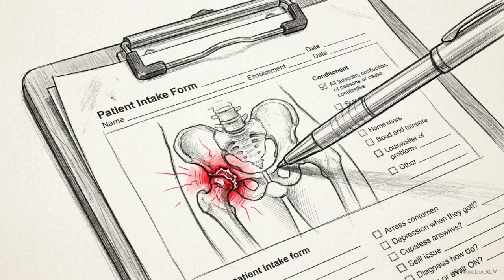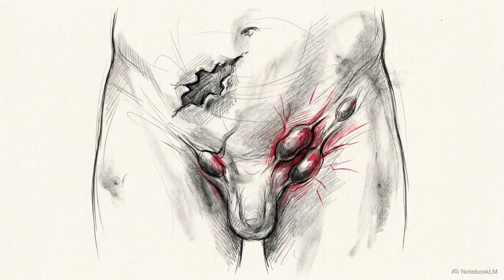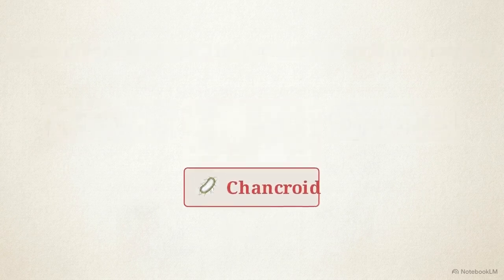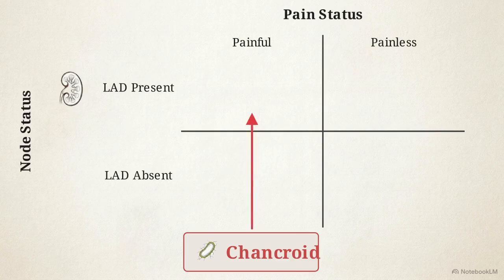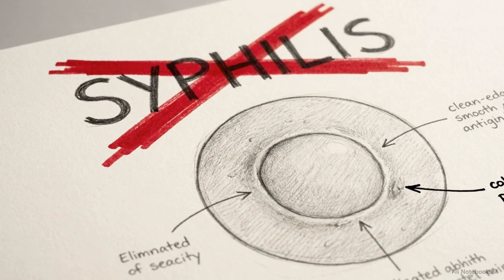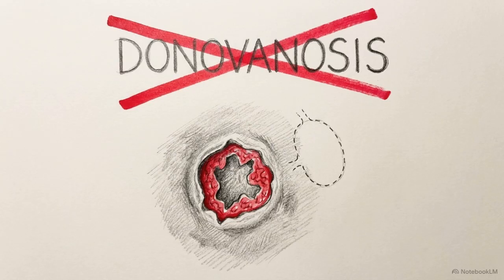A patient presents with a painful, soft genital ulcer with a necrotic base and highly tender, swollen inguinal lymph nodes. Based on the presentation, is the diagnosis syphilis, chancroid, or Donovanosis? This is chancroid. The combination of intense pain and tender lymphadenopathy fits only the painful and nodes present quadrant of our clinical matrix. We can rule out the other options because syphilis presents with a painless, clean ulcer, and Donovanosis presents with a painless, beefy red ulcer with no true lymph node involvement.